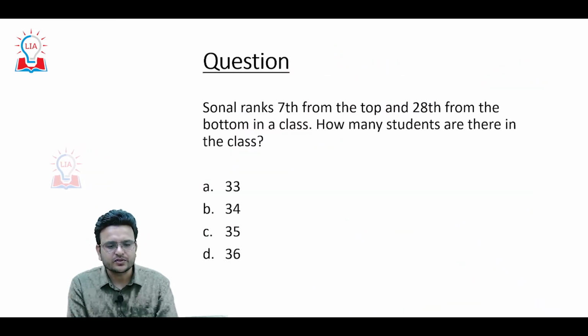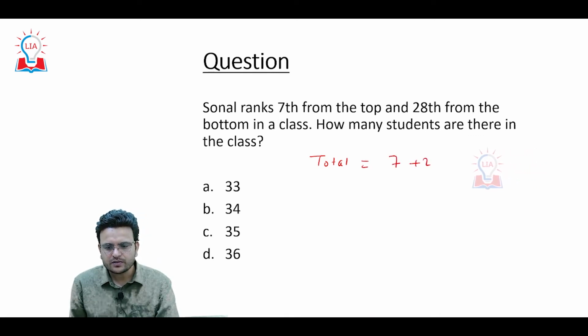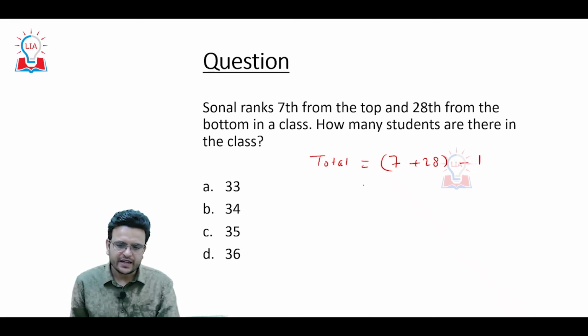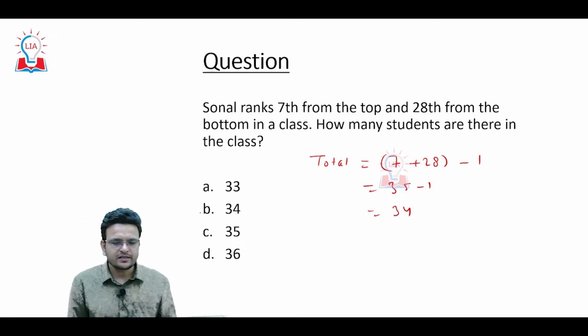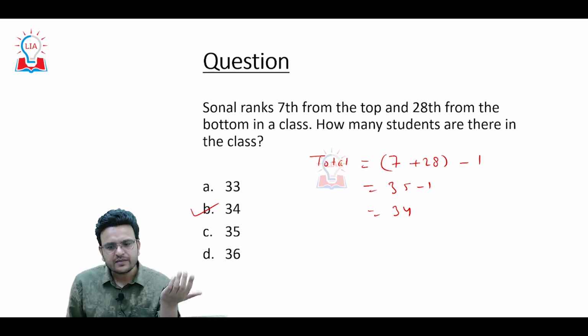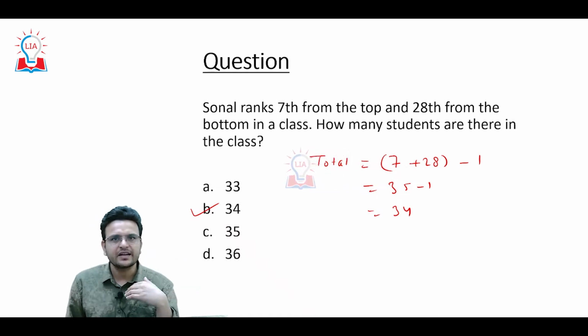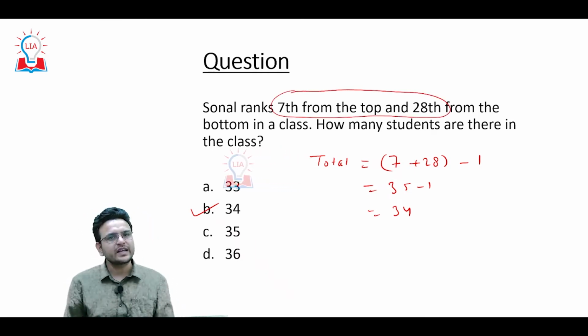Now come to one more question. Sonal ranks 7th from the top and 28th from the bottom. Whenever a question comes like that, how many total students? Total students will be rank from the top plus rank from the bottom minus 1. It will be 35 minus 1, that is 34. So the answer will be 34. Whenever a question comes like that, someone has 7th rank from the top and 28th rank from the bottom, we just add both the ranks and subtract 1.